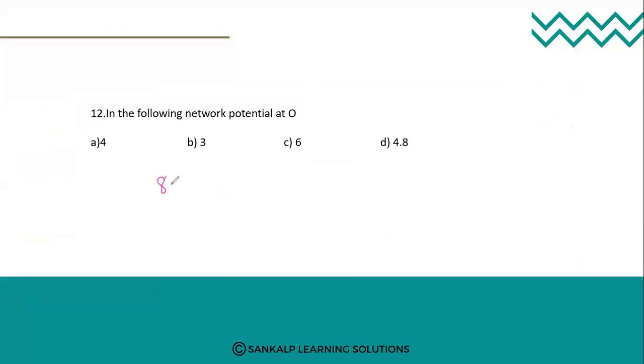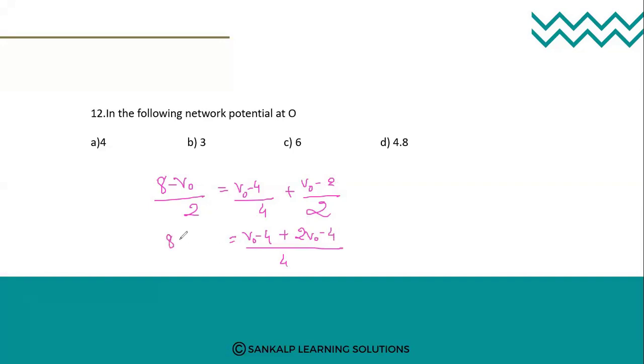Okay, so we got (8 minus V naught) upon 2 is equal to (V naught minus 4) upon 4 plus (V naught minus 2) upon 2. So here on this side, the LCM will be 4. So here it will be V naught minus 4 plus 2 into bracket, this one. So it is 2 V naught minus 4, 2 twos are 4. And here it will be 4. And on this side it is (8 minus V naught) upon 2. So this we can cancel, 2 ones are 2. Now we can cross multiply this 2 on the other side.